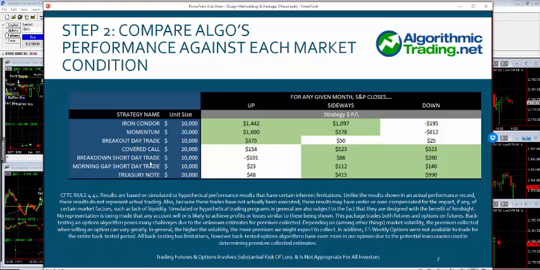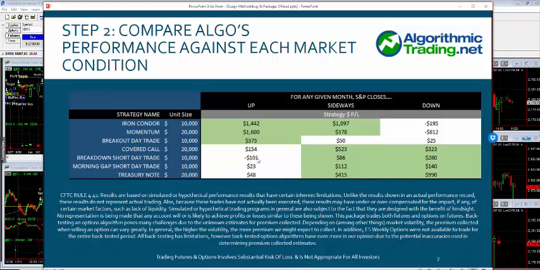This breakdown short day trade is similar to the breakout day trade, but it goes short. So it shorts into market weakness for a day trade, and it does its best when the market is going lower. So this also makes sense. It's going short, so of course it'll do better when the market goes lower. It's kind of interesting, it also does pretty good in sideways market conditions, and it's not a surprise that when the market's going higher, it is at an average loss for the month.